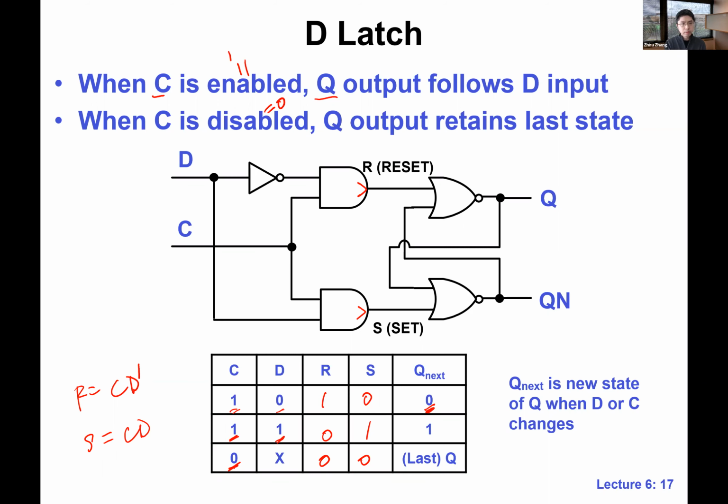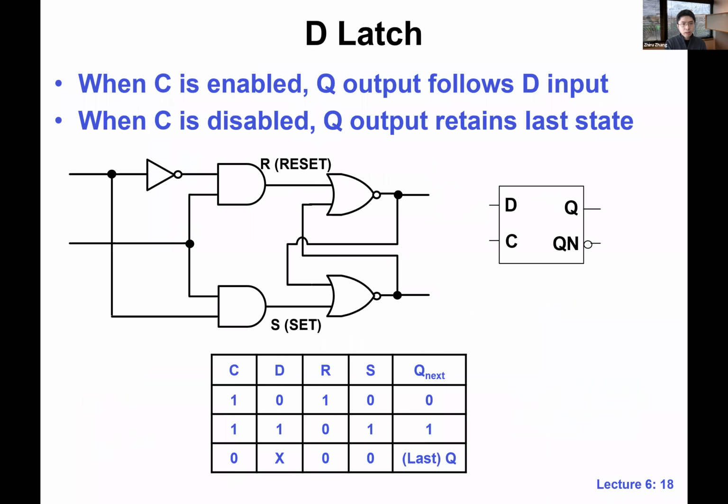D means data, in this case the input data. All right. So this is basically the truth table that you just saw, and this is the symbol that we use for the D latch. Again, inputs on the left-hand side, outputs on the right-hand side. To re-answer the question: QN is the inverted version of Q, so that's why we have a bubble here. This is the D latch. Is this clear?